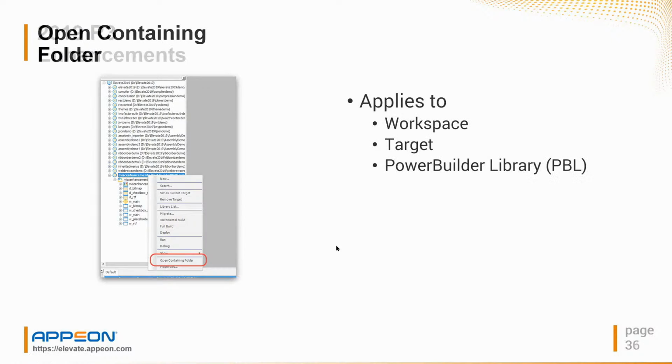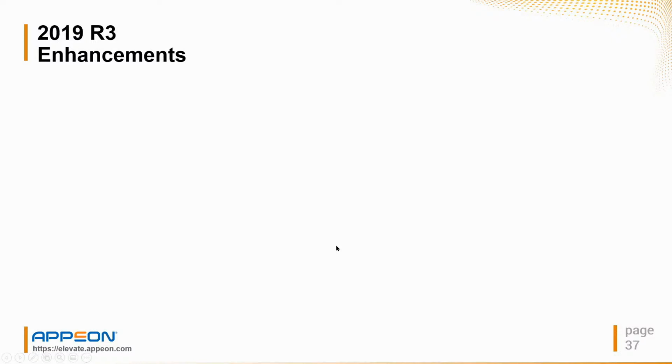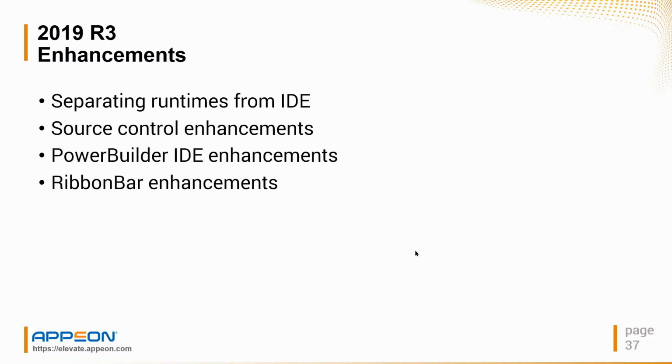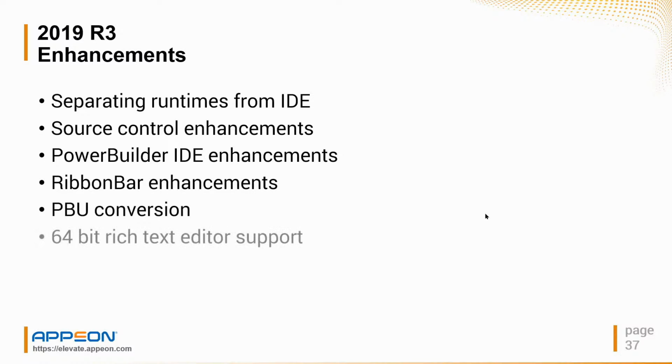Okay, now we're going to look at the 2019 R3 enhancements that are upcoming. First one is that we're now separating the runtimes from the IDE. There's some additional source control enhancements. There's some PowerBuilder IDE enhancements. There's enhancements to the RibbonBar. There's changes to the PBU conversion functions.